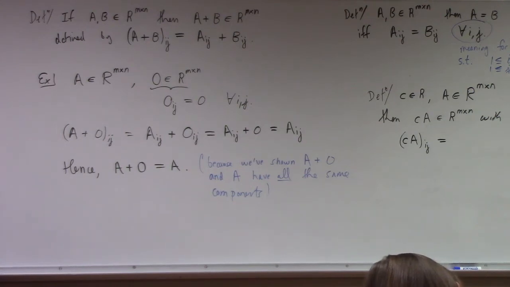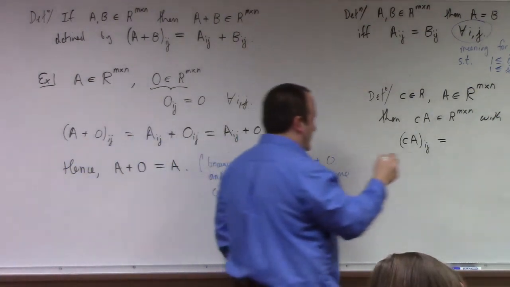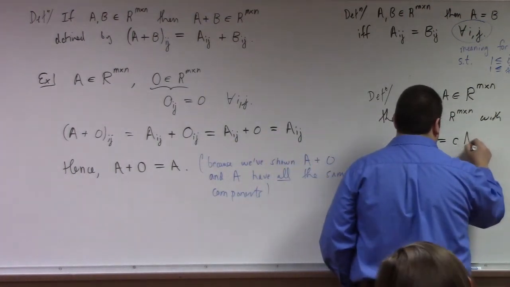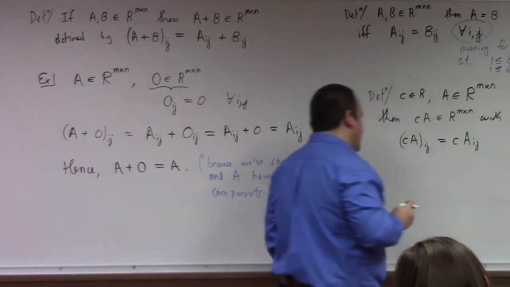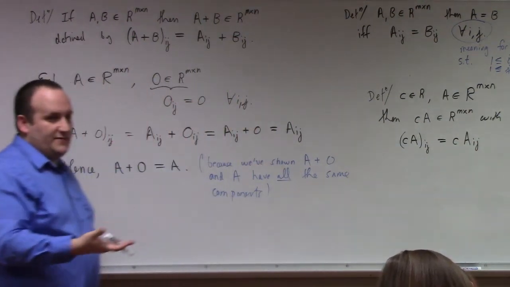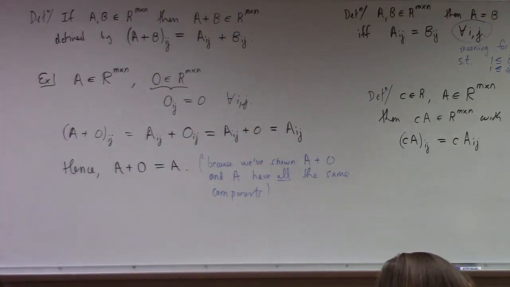Yeah? C times Aij, you mean. Right. That's the definition of scalar multiplication of a matrix by a scalar. A scalar is just a word for a number in the ring.